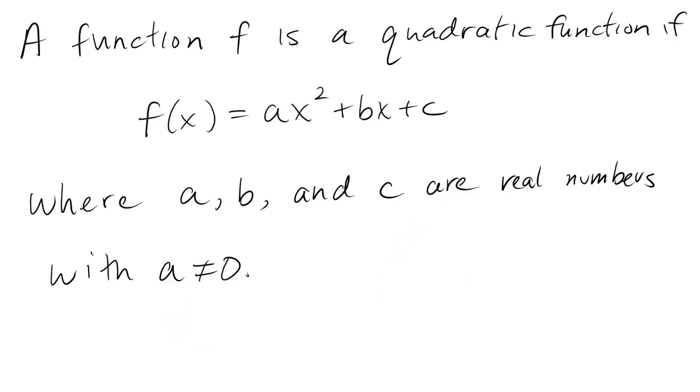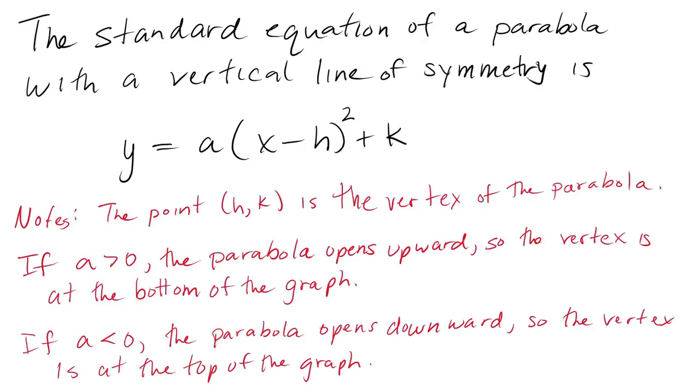Now, by plotting a bunch of points, you can graph the function from the ax squared plus bx plus c form. But we want to put this in the context of things that we've already talked about before, so we're going to look at what we call the standard equation of a parabola. The standard equation of a parabola with a vertical line of symmetry is y equals a times the square of x minus h plus k.